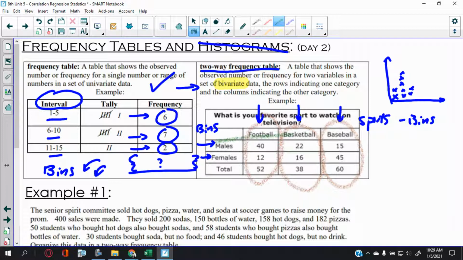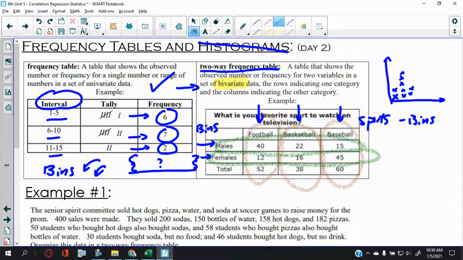So for males, this is how many fans there are to begin with: 40 plus 22 plus 15. And then you could do the same for females. You can have 12, 16, and 45. And then that will give you the total number of male fans.